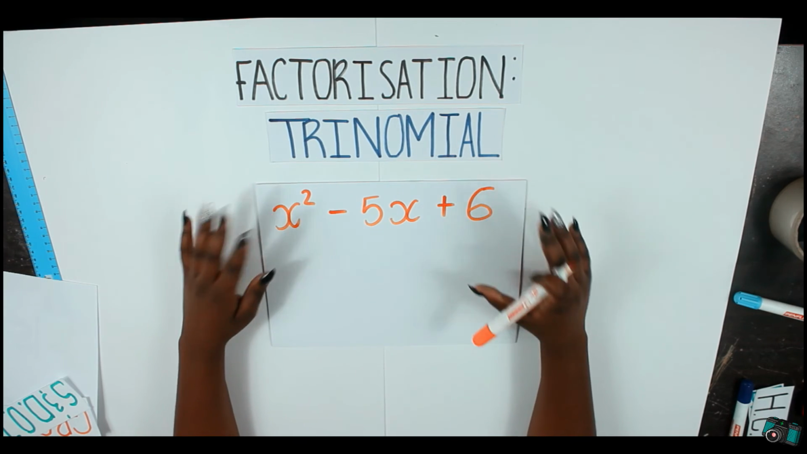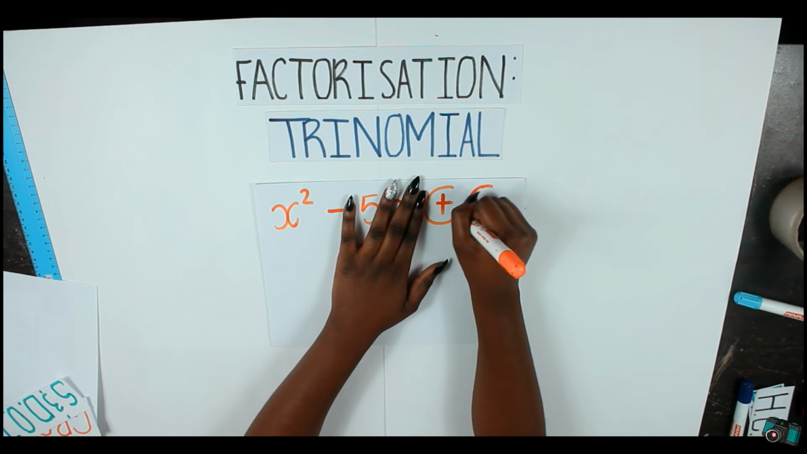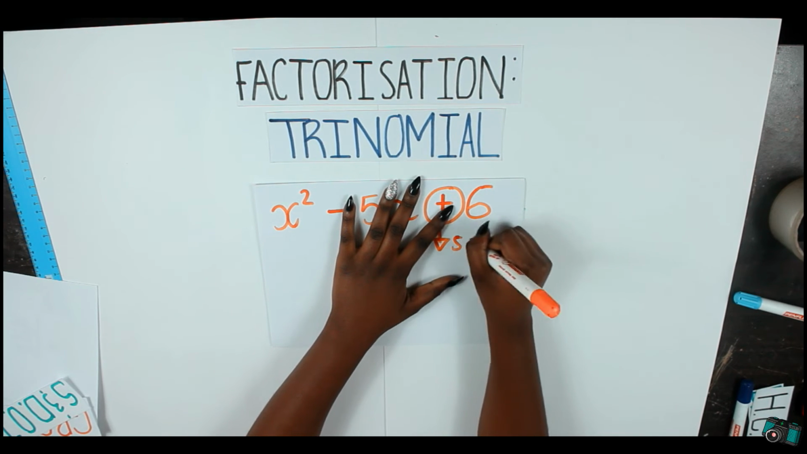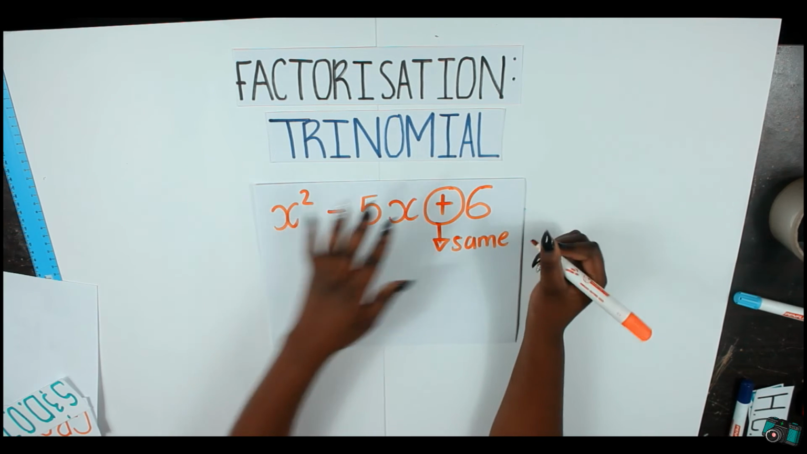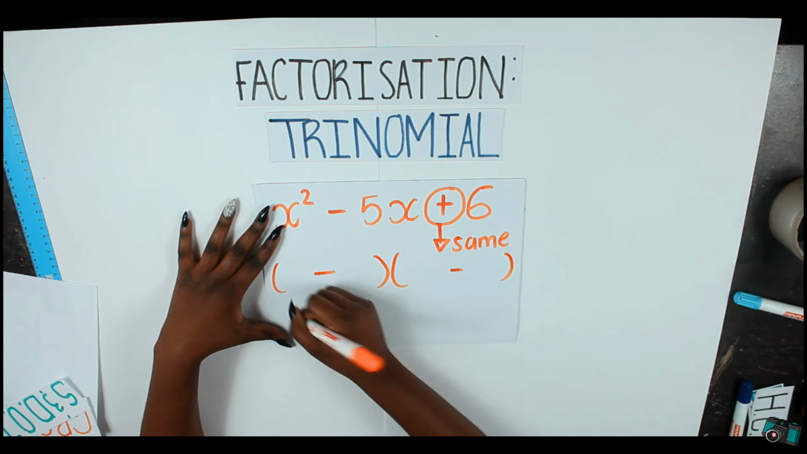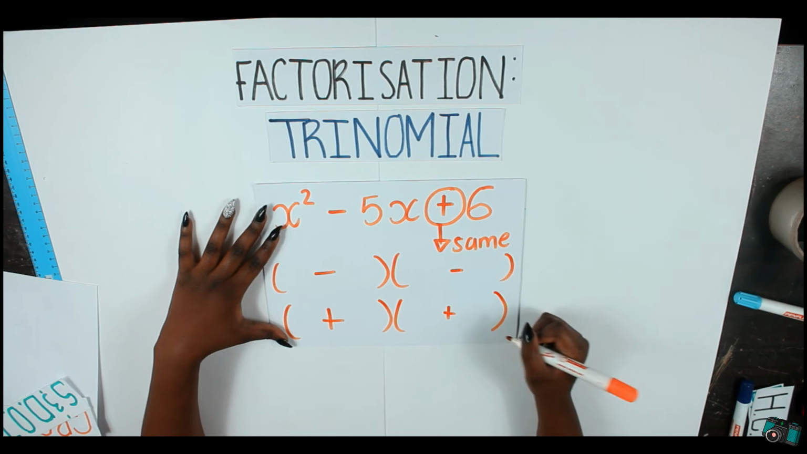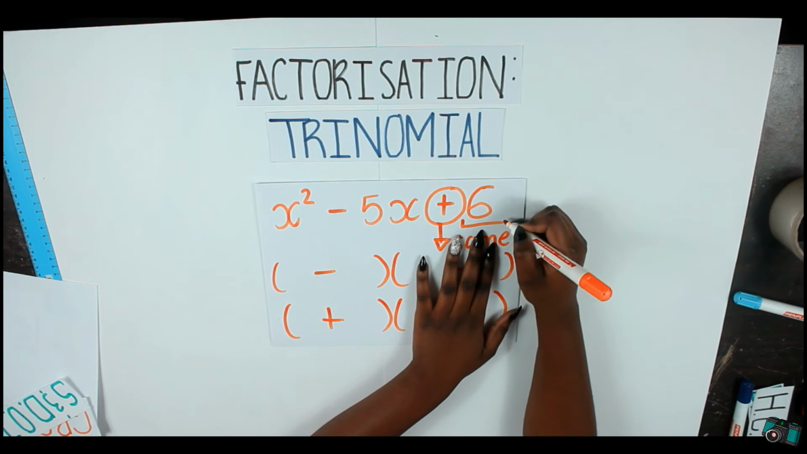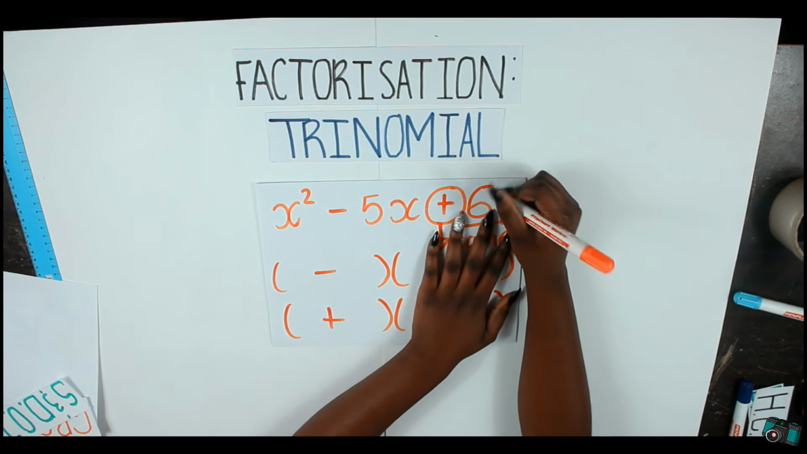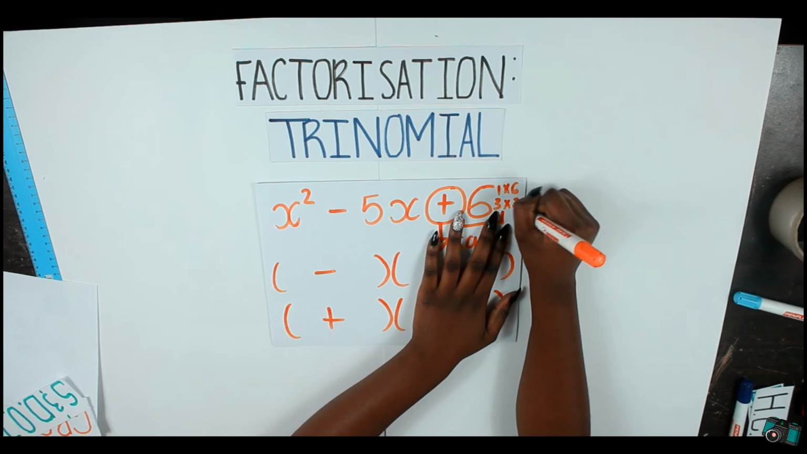How do you know what the signs in your brackets are going to be? If this sign is a positive, the signs in your brackets are going to be the same. So it has to be a negative and a negative, or a positive and a positive. This last number is the number you get the factors of. So you have to get the factors of 6: 1 times 6 and 3 times 2.